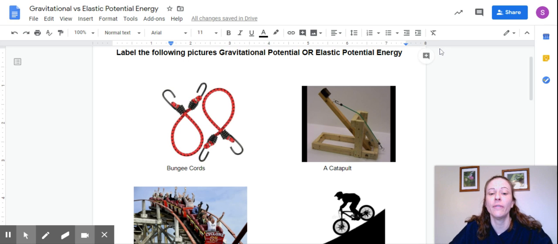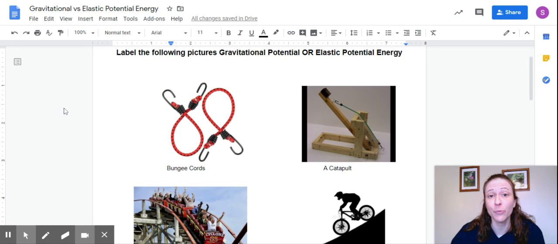All right, let's go over the answers for the gravitational and potential energy pictures. You once again will see them on your screen, and I'm going to use my cursor to point at which ones we are at so that you are able to follow along.